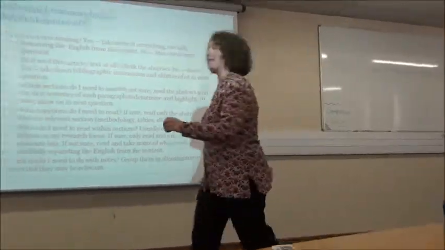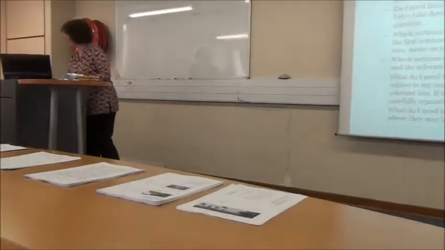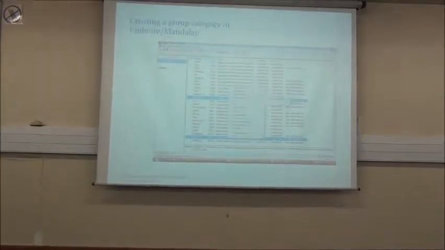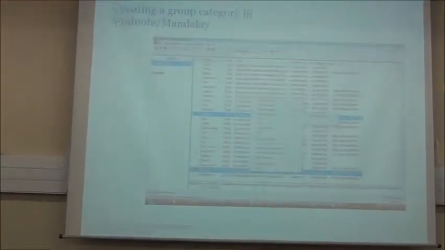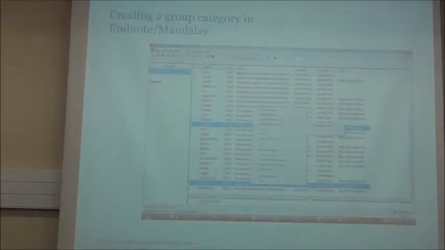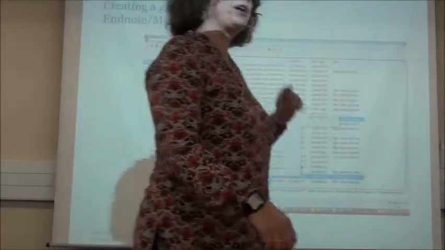Now, this is the other magic of Mendeley, the magic of Endnote and other bibliographic software. Once you are in it and you've downloaded the article bibliographic details, you can do it directly from the library. You don't even have to type it all in. It puts it into the bibliographic software for you. And then, once it's in the bibliographic software, mine is Endnote, but Mendeley works the same way.